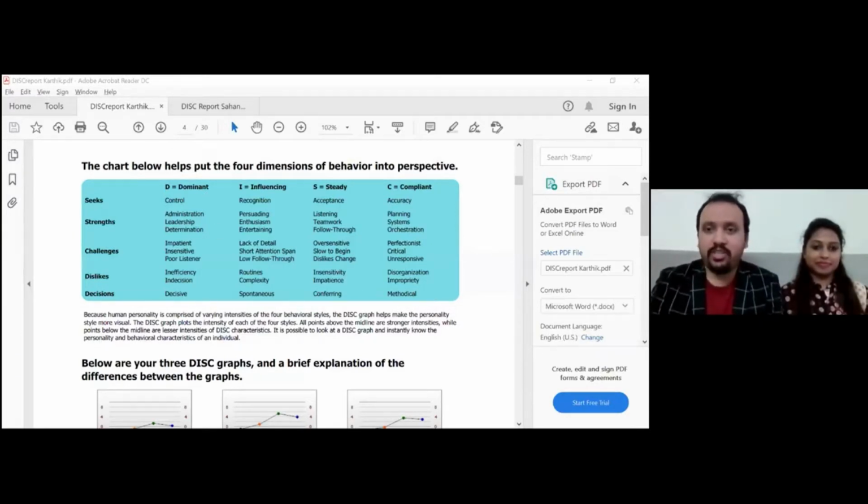So you can see, I think you will be able to get it when I read the points. D is very much leader material. Influencer is a kind of social being. S is very steady, who likes to be a calm peacemaker. C is someone who wants details, a lot of details.